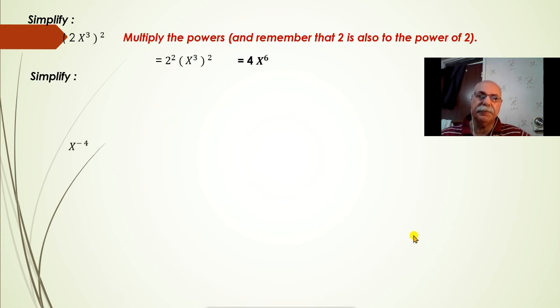Simplify x to the minus 4. What is the meaning? x to the minus 4. We say here minus. You see? x to the minus, meaning change to the fraction.